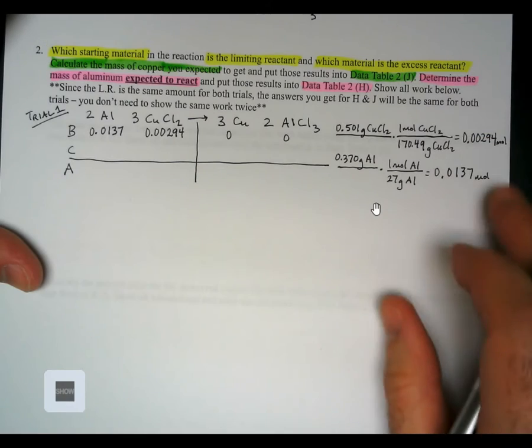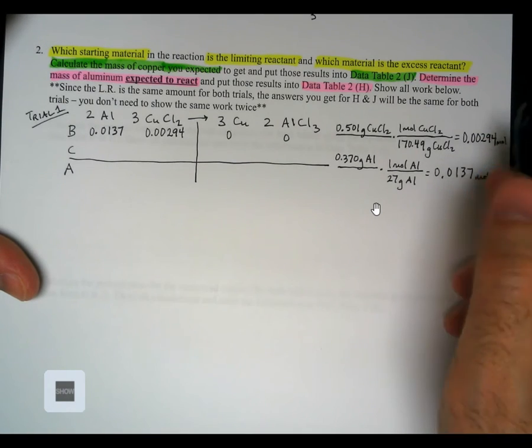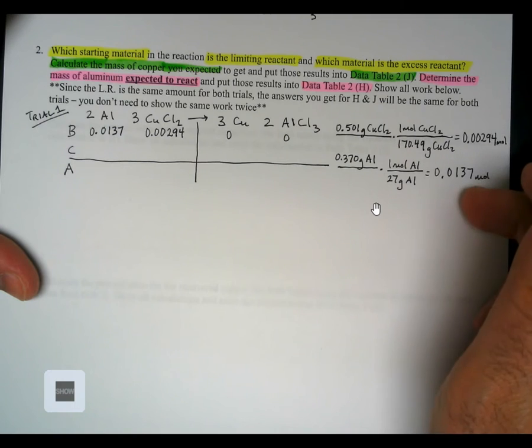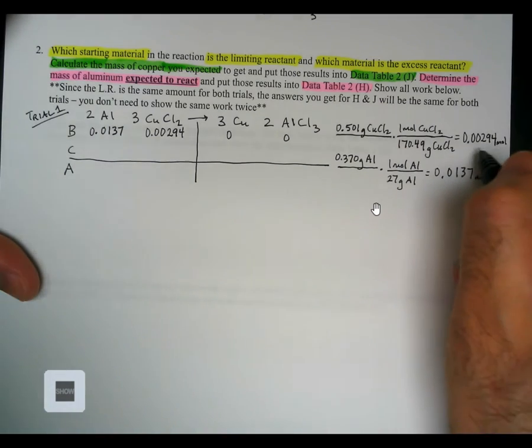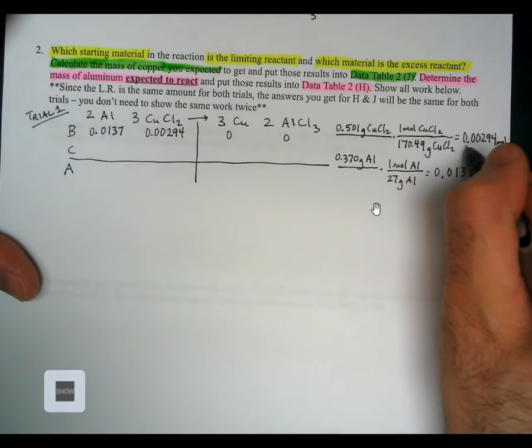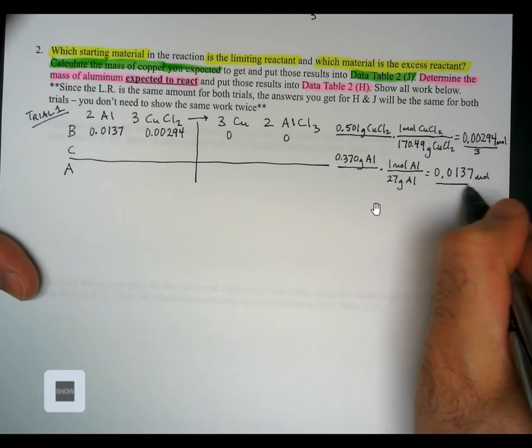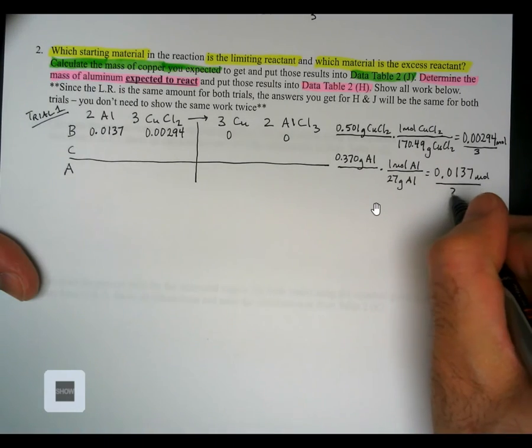Now, we need to find the limiting reactant. Anybody remember what we do at this step? Perfect. Divide the moles by the coefficient. In front of CuCl2, there's a 3, so we divide this by 3. In front of the Al, there's a 2, so we divide this by 2.